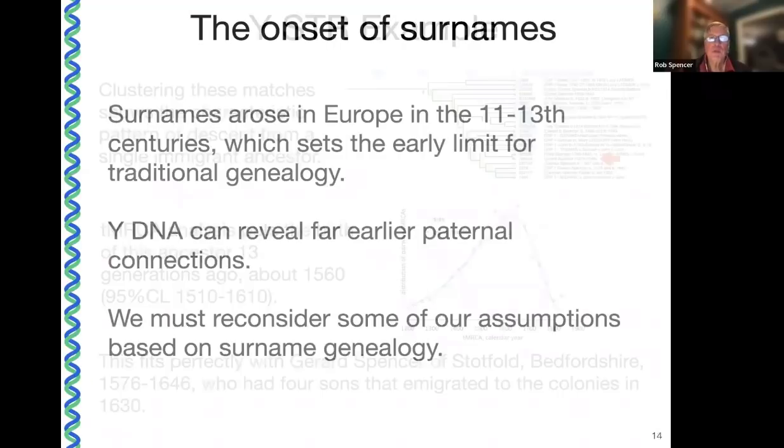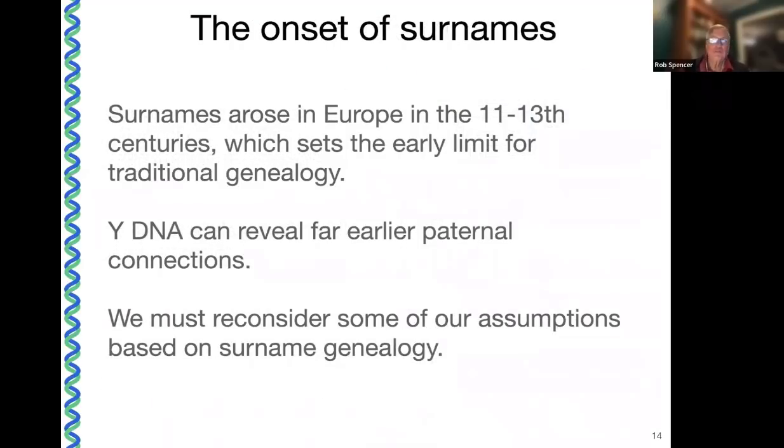Okay, so let's just get into a couple of other themes that I think are fascinating. And I know from working with an active blog on one of the FTDNA groups, a lot of people don't necessarily know these things, and they're important when you do DNA genealogy. You probably all know that surnames arose in Europe, and most of us here, we're talking about European descent, in the 11th to 13th centuries. And that sets a limit for traditional genealogy in many cases.